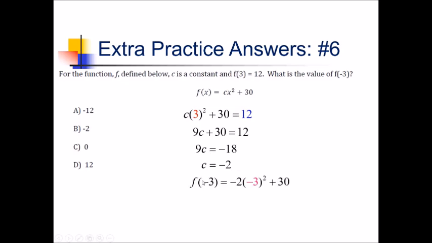So then f of -3 is going to be -2, that was our c value here, times the x value -3 that they wanted me to plug in, and I'm going to square that and add 30. So PEMDAS, we've got -3 squared, that's going to be 9. -2 times 9 is going to be -18. And then -18 plus 30 gives us +12. So that's going to be answer choice D.